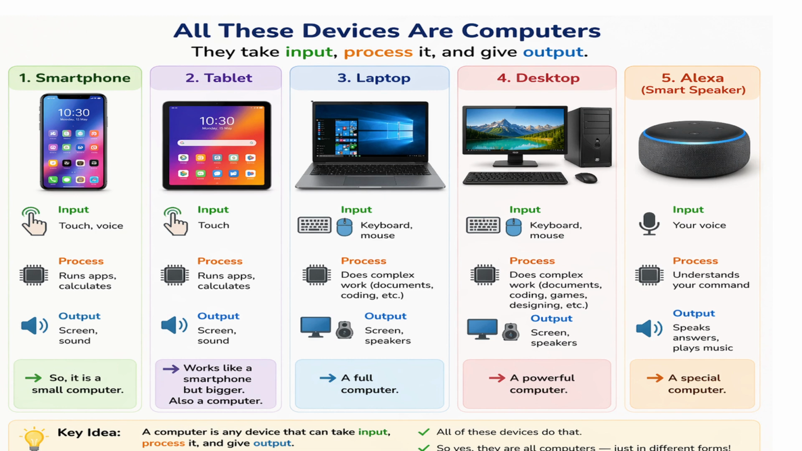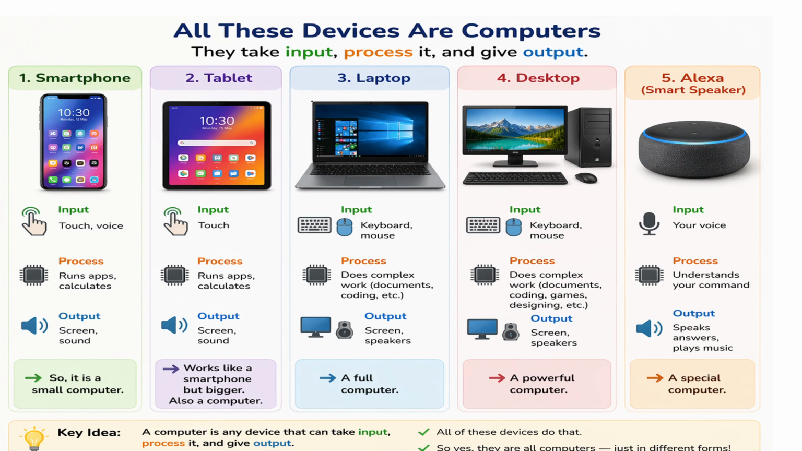The output, it has screens. It can also be a speaker or it can be connected to a printer. So output can be screen, speaker or printer. So this laptop is a full computer. Desktop again, input can be keyboard or mouse. Process, again here, does complex work like documents, coding, gaming, designing, etc. Output: screen, speaker, printer, etc. The powerful computer. Okay, the configuration can be very high.